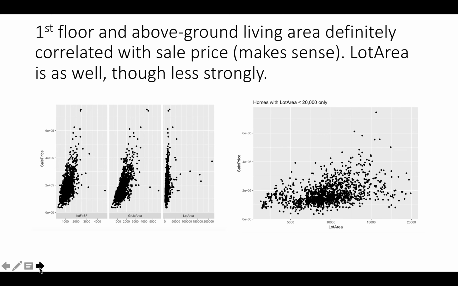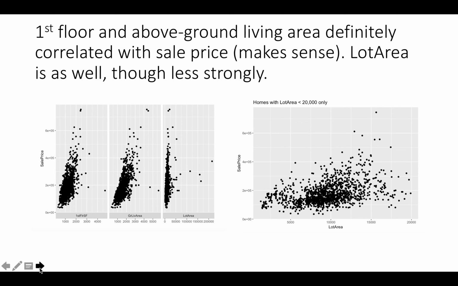So then I ran a correlation of a few different variables with the sale price. So I just pick ones that seem like they would be correlated with sale price. So there's this first floor square feet variable, and then there's also GR live area, which is the above ground living area. Those are both very correlated with sale price. Makes sense. Then there's this lot area variable, which is the area of the lot that the house is on. Also correlated with sale price, though less strongly.